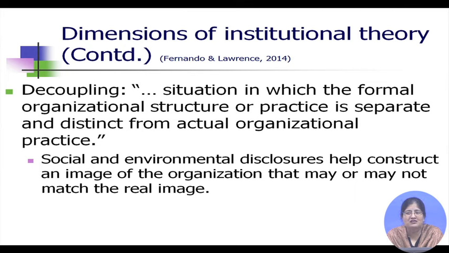So, organizations disclose the information in such a way that a specific public impression is created in the minds of the community, and they feel that we are doing good. We may or may not be doing good. That is decoupling. That is another dimension of institutional theory. So we create a public image that we are very good, we are doing good, whatever is happening inside is not disclosed to the community.